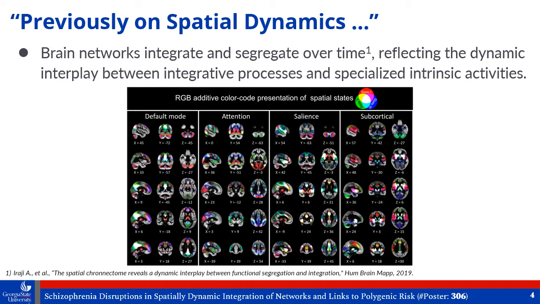In addition, spatial dynamic analysis has shown that brain networks spatially integrate and segregate from each other, reflecting the dynamic interplay between integrative processes and specialized intrinsic activity. For instance, as you can see here, the spatial dynamic analysis can identify the transient emergence of cerebellar and visual networks within other networks. All of these findings call for further investigation of spatial dynamics.